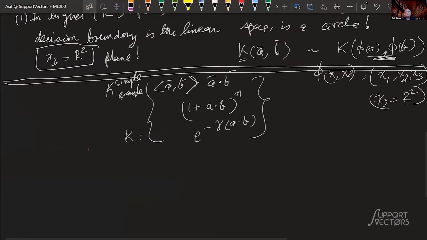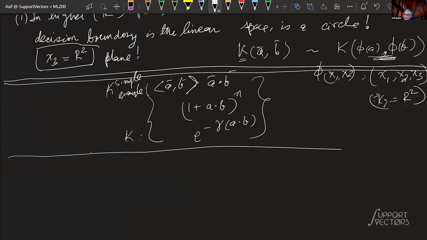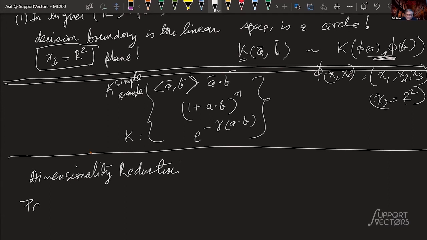We do that. So now I'll tell you about something very interesting. In the last ML100, we talked about dimensionality reduction. And we learned about a technique called PCA. Does anybody remember what PCA stands for? Principal component analysis.